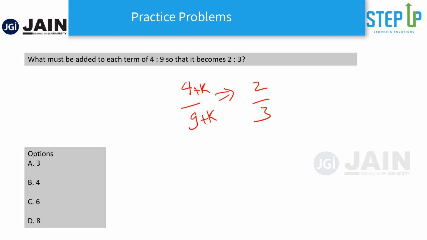So if I have to make this 9 plus k, it has to be a multiple of 3 eventually, isn't it? So what will I add? If I add 9 plus 4, 13. No. If I add 9 plus 3, 12. Yes, this could be. So 9 plus 3, 12, and 4 plus 3, 7. So 7 upon 12. This doesn't make sense. Wrong, right? If you have 6, 4 plus 6, 10, upon 9 plus 6, 15. Oh yes, this is our correct answer, because 10 by 15 is nothing but 2 by 3.